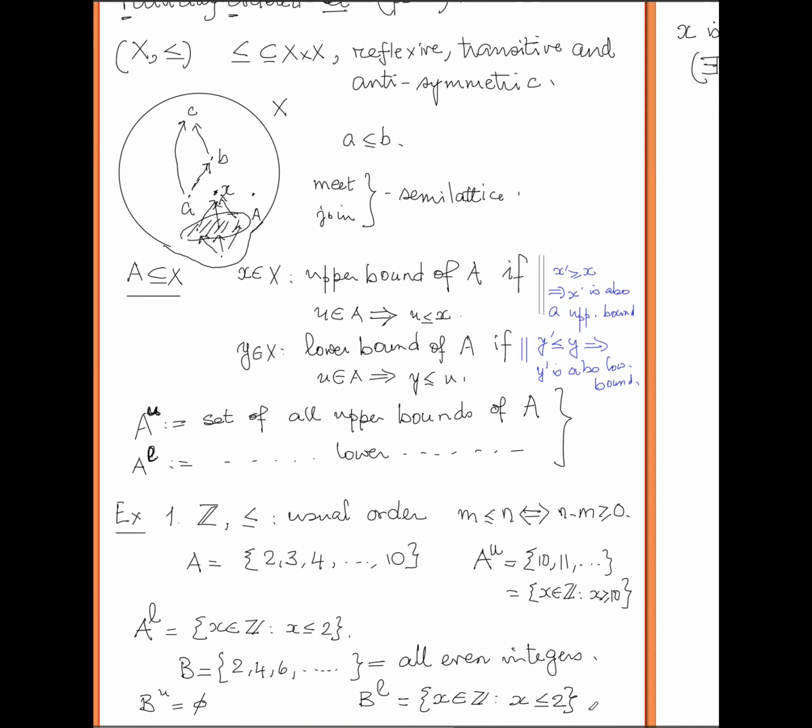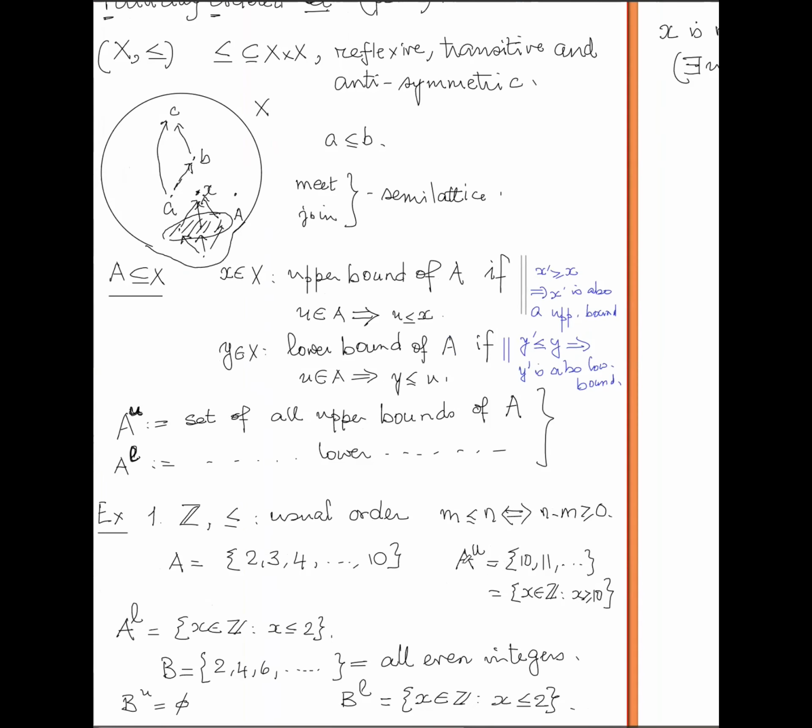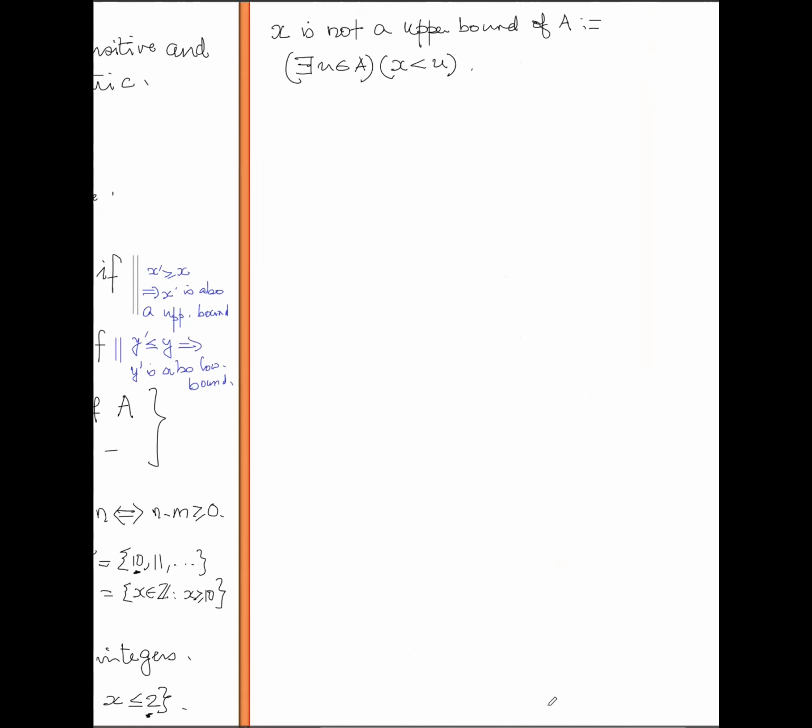So this example shows that the set of upper bounds or lower bounds may or may not be empty. Both may be empty, both may not be empty. Something that we observed over here is that the set of upper bounds has a smallest member, 10, and in both of these cases the set of lower bounds has a largest member. Okay, so let's see another example.